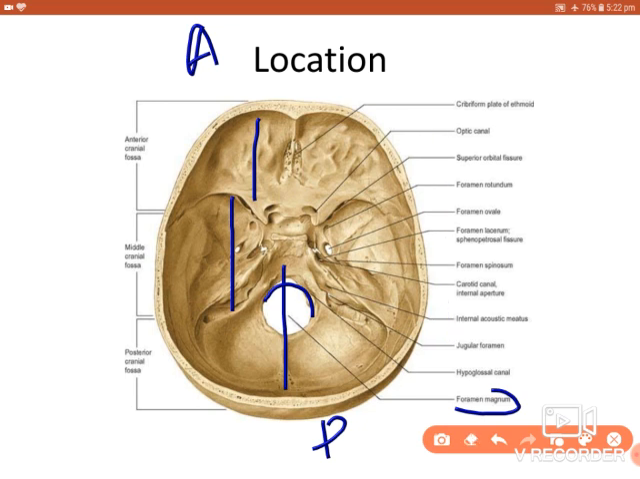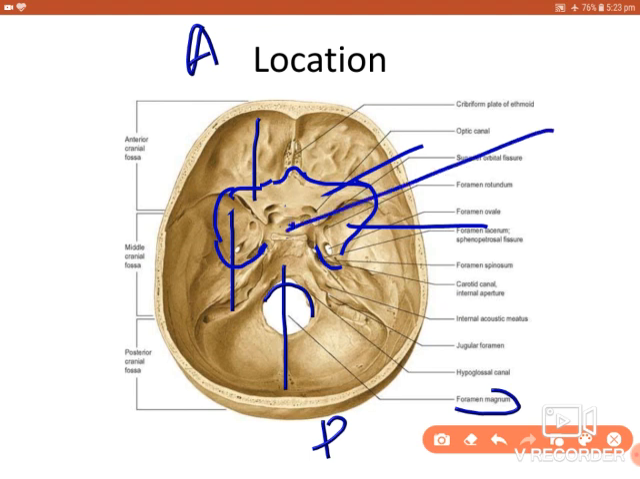It consists of a butterfly-shaped bone, the sphenoid. This is the lesser wing, this one is the greater wing. The middle portion is the body of the sphenoid. At the center, the body has a depression. This is the hypophyseal fossa, which lodges the pituitary gland.